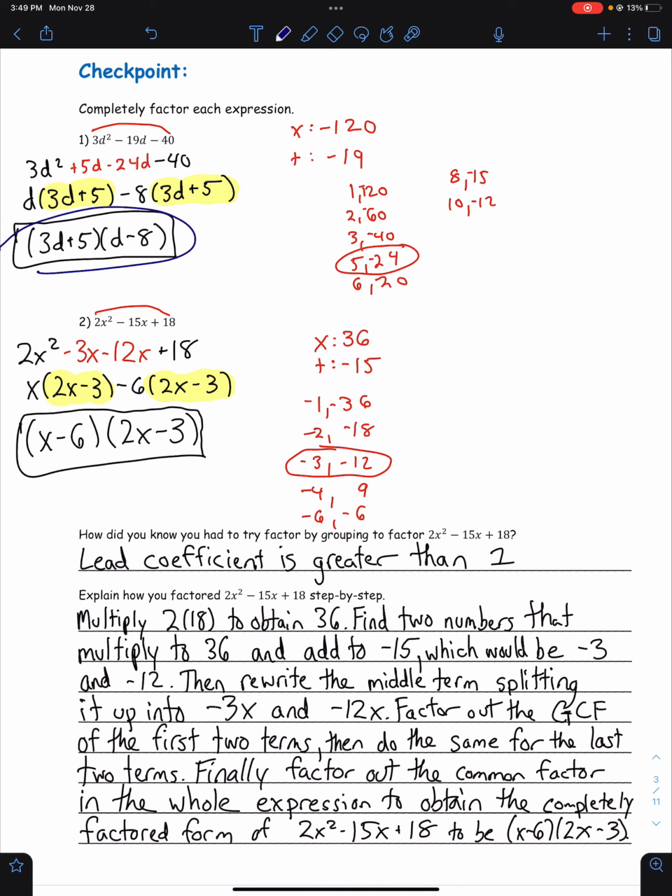So whenever the leading coefficient is greater than 1, you can't take it out as a GCF, you have to do factor by grouping. So let's go to the next page.